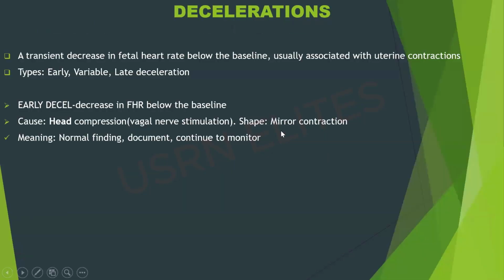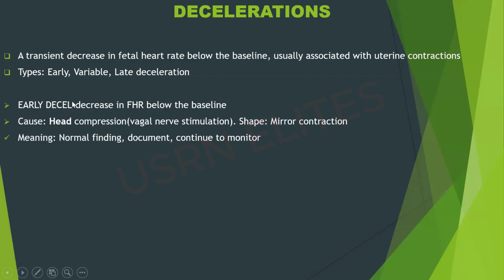And we are saying that if there's a transient decrease in fetal heart rate below the baseline, usually associated with what? Uterine contraction. That is deceleration. So deceleration is a decrease in the fetal heart rate below the baseline. So when we have the baseline to be 120 and it falls below it, that is deceleration. Going up is acceleration. So with deceleration, I've already explained to you the types. The early, variable, and what? The late.